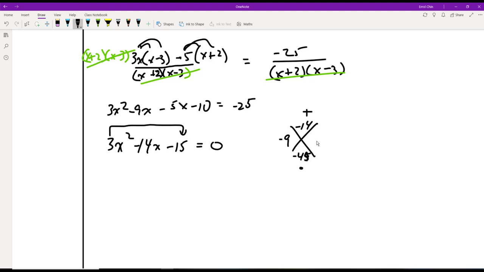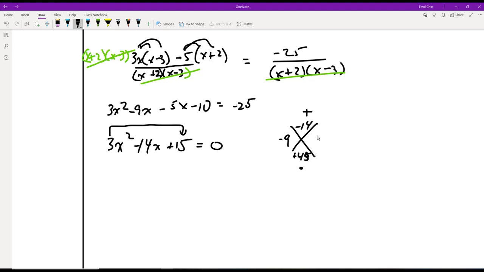Hopefully you know that it's negative 9 and, oops, did I say negative 9? Oh, I made a little mistake here. This actually should be negative 25 becomes positive 25, so it's going to be positive 15. So this becomes positive 45. Right, so what two numbers multiply to positive 45 and add to negative 14?